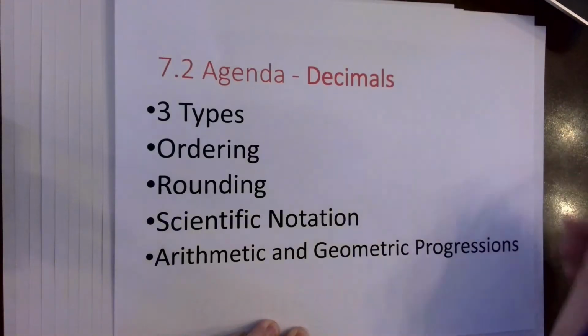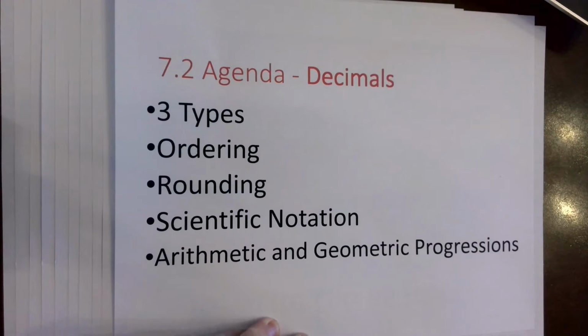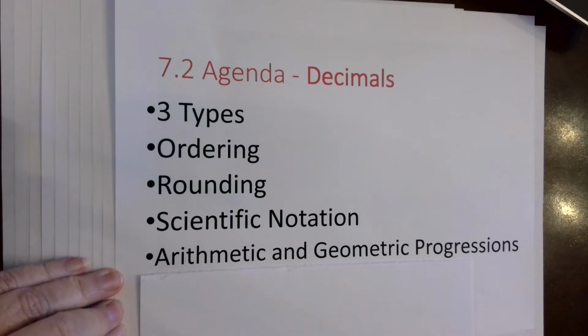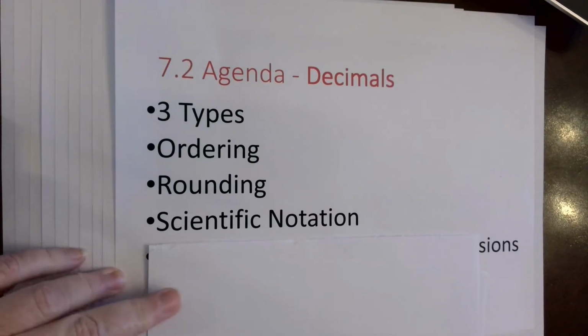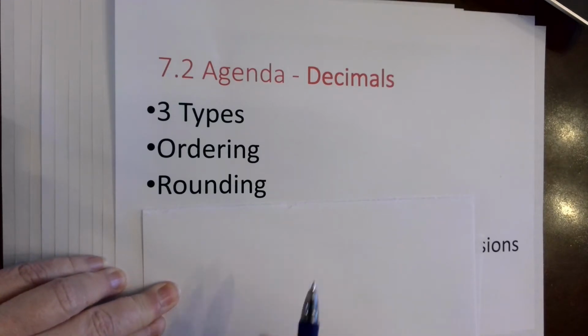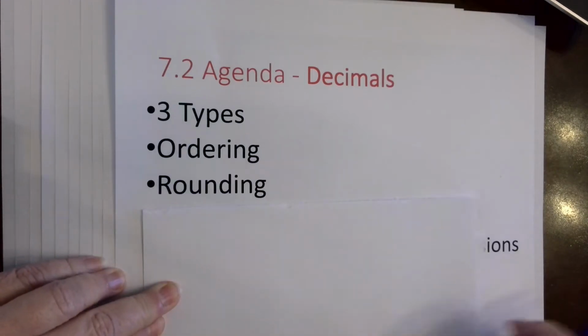All right, these are the topics in section 7.2. I'm only going to talk about the first three in this video. I'll make a separate video for arithmetic and geometric progression and a separate video for scientific notation. So we'll tackle these three topics right now.